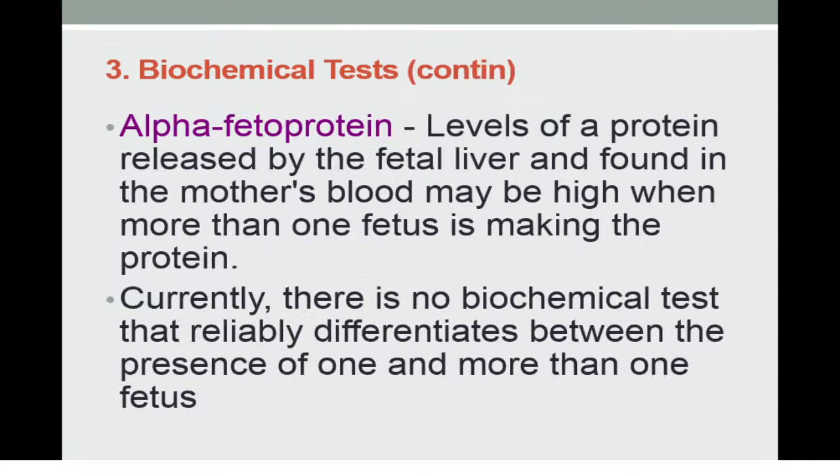and alpha-fetoprotein level. Alpha-fetoprotein is a protein released by the fetal liver and found in the mother's blood, and may be high when more than one fetus is making the protein. Currently, there is no biochemical test that reliably differentiates between the presence of one or more than one fetus. And to get fetal protein, we have to make a puncture of the amniotic fluid itself.